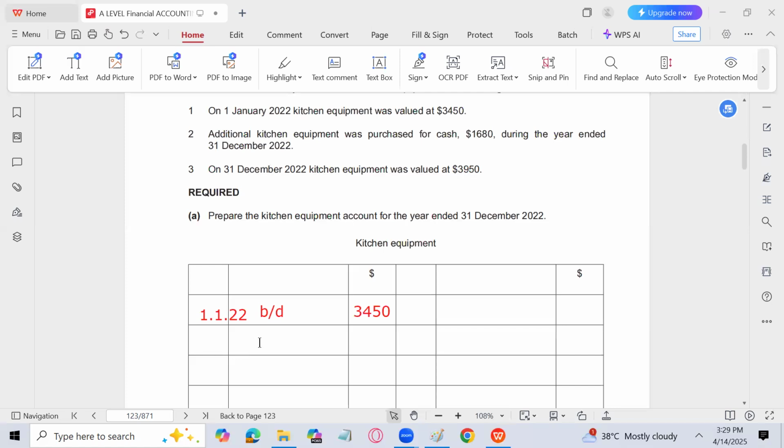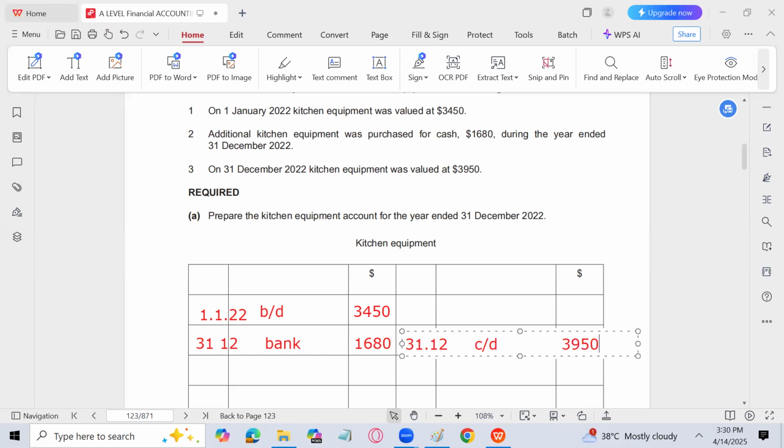Then we have purchased more kitchen equipment, 1680, on 31st December. That is an addition. You can write bank, you can write addition also, no matter. 1680. And then on the same date, 31st December, we have a carried down of kitchen equipment. We'll write here: revaluation method I'm going to use, or you can say net book value method. That is the same thing. Brought down, addition, net book value, carried down, which is 3950.